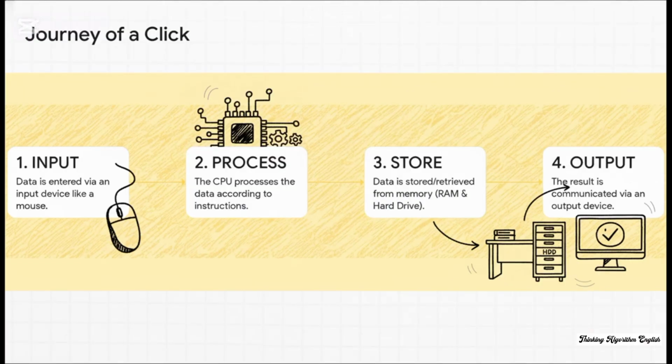Pictures, sounds, and words. So let's recap that whole journey real quick. Number 1, you provide input with a click. 2, the CPU starts to process that command. 3, to do its work, it accesses what's being stored. It grabs what it needs from the permanent hard drive and uses the temporary RAM as its workspace. And finally, 4, the result is delivered to you as output on your screen. Input, process, store, output. That is the fundamental loop of literally everything a computer does.